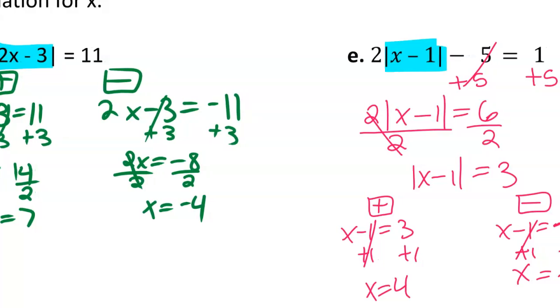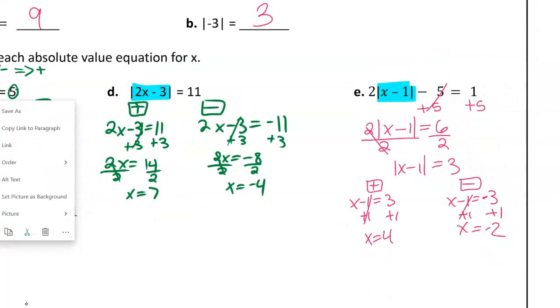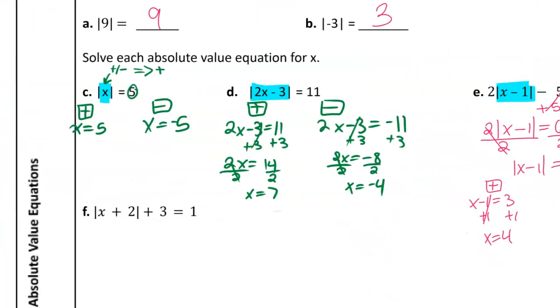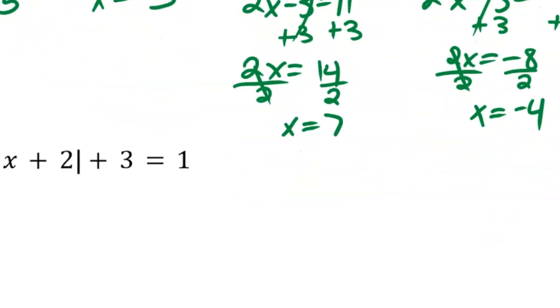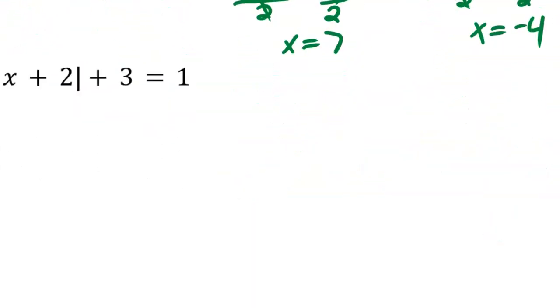Any questions on what we're doing so far? Okay, go ahead and start F on your own. Again, we need to isolate what's inside the absolute value. One thing we want to think about is we don't touch or multiply or subtract. We don't do anything to change what's inside those absolute value bars.